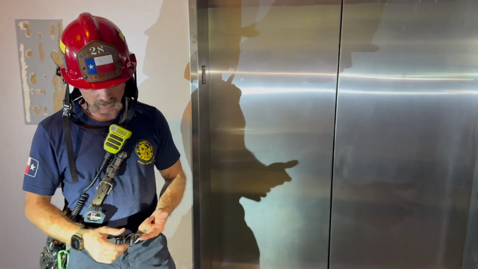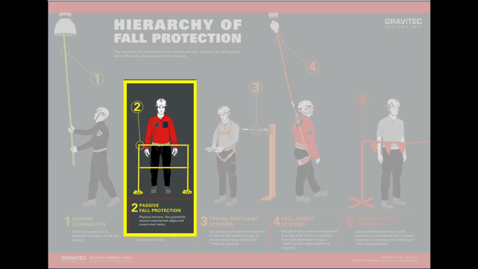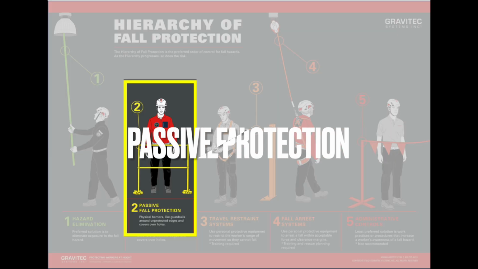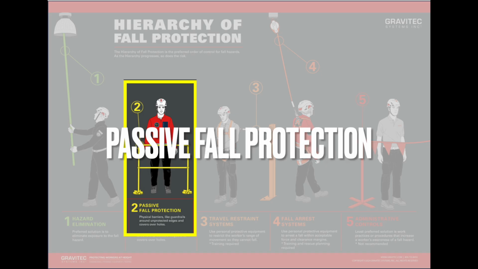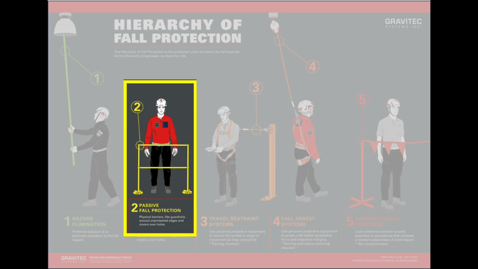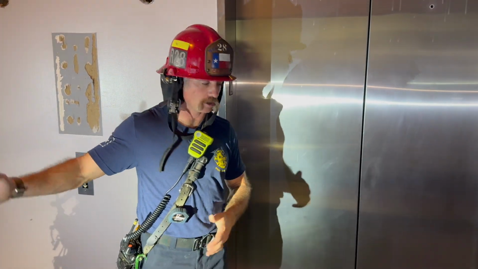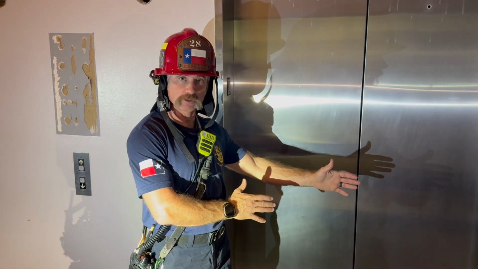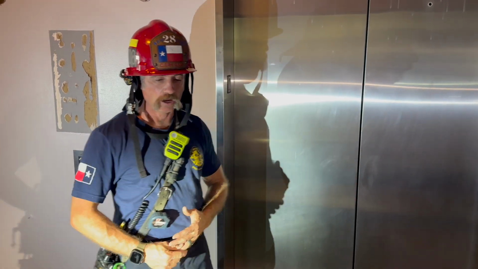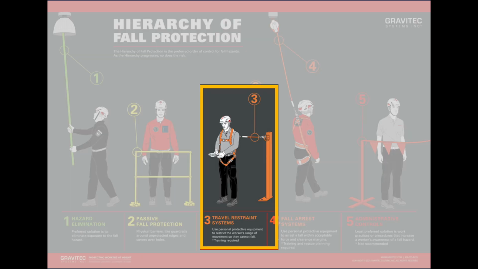So what can that fall protection look like? The second layer would be putting in some sort of mitigating hazard, be it a handrail. Maybe we catch some furniture in the elevator lobby and stash it up against this thing. Those would be expedient barriers. And then the next layer would be travel restraint.